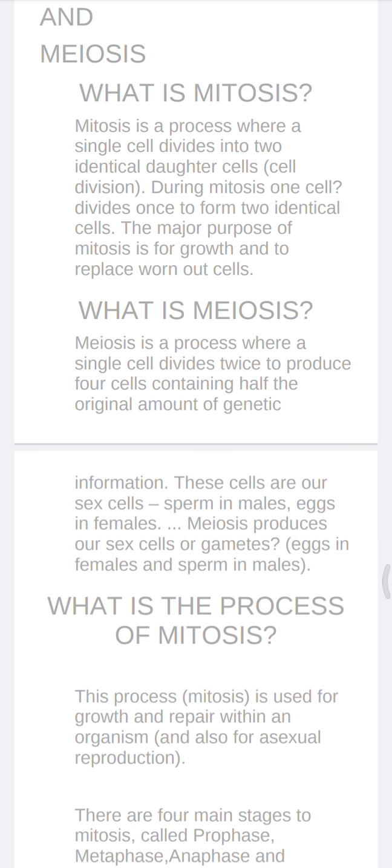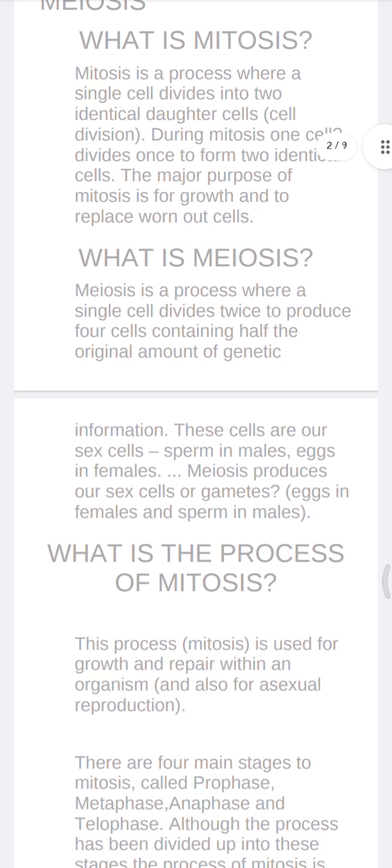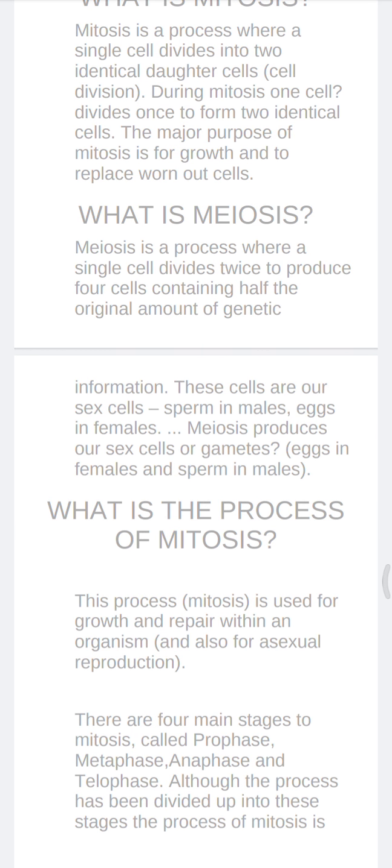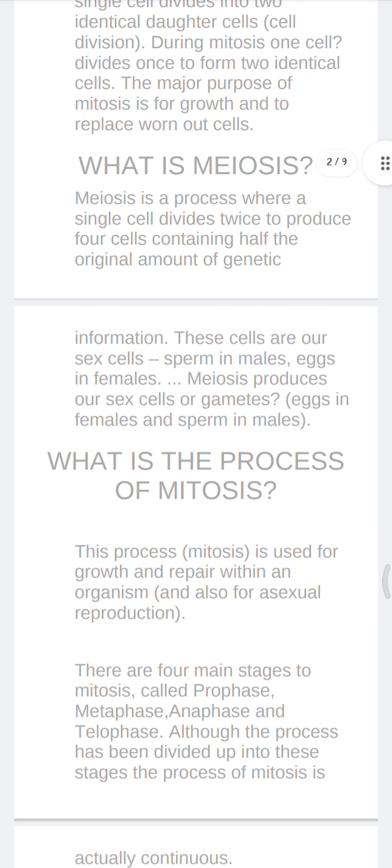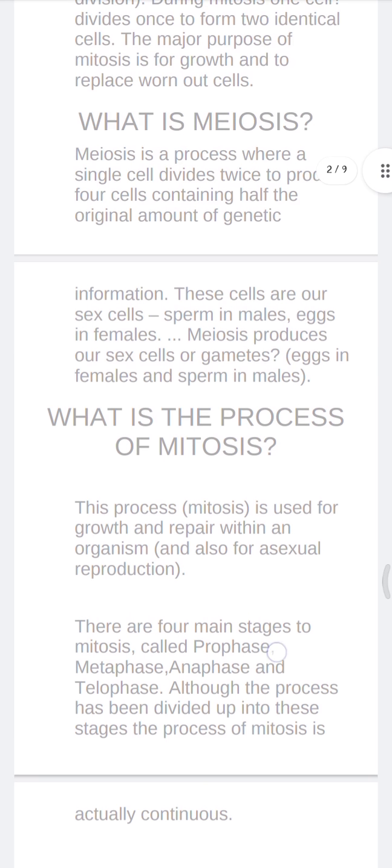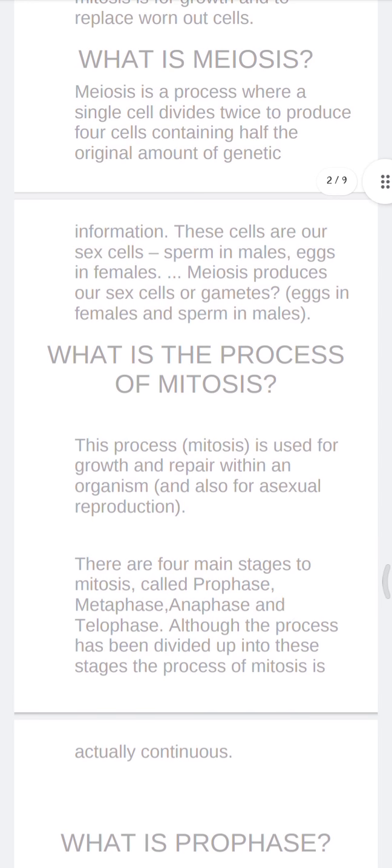Next, what is meiosis? Meiosis is a process where a single cell divides twice to produce four cells containing half the original amount of genetic information. These cells are our sex cells, sperm in males, eggs in females. Meiosis produces our sex cells, which are called gametes. Again, eggs in females and sperm in males.